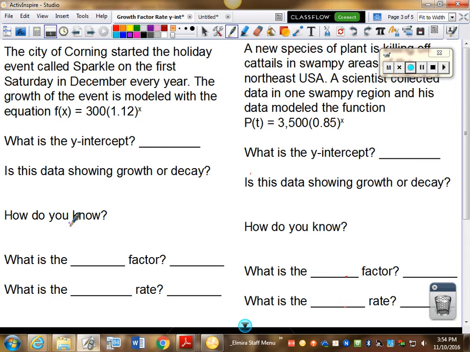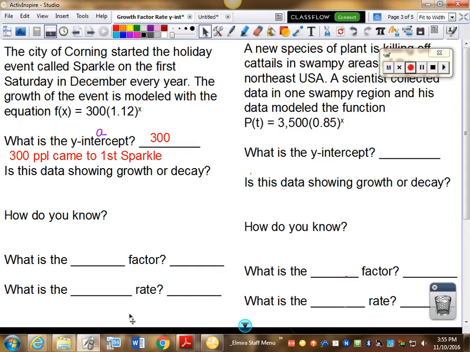Okay, the city of Corning started the holiday event called Sparkle on the first Saturday in December every year. The growth of the event is modeled with the equation f of x equals 300 times 1.12 to the x power. So what is the y-intercept? Well, remember the y-intercept is a. So it's 300. That represents 300 people coming to the very first Sparkle.